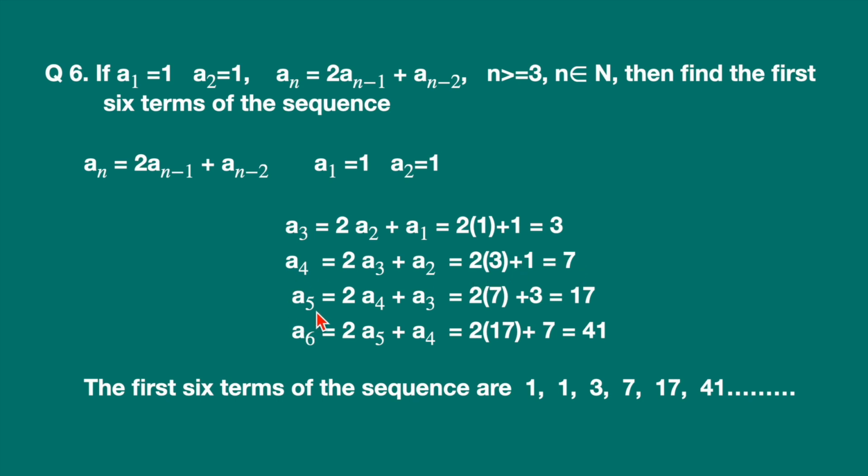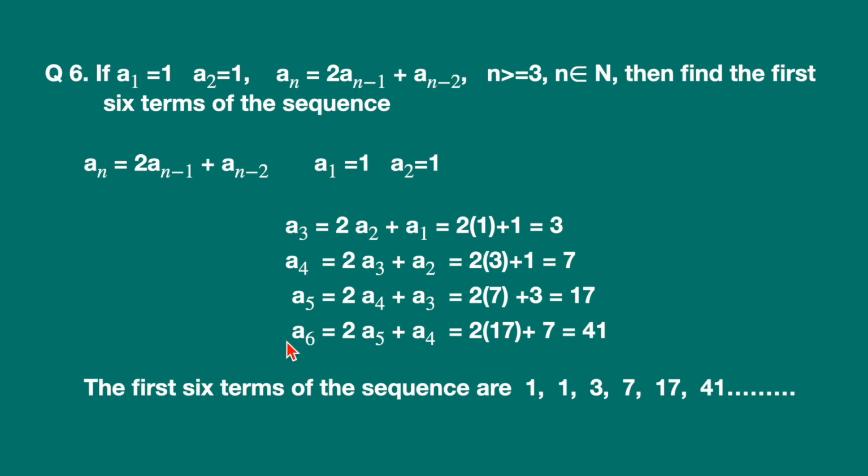Now a5. Let's put n is equal to 5. 5 minus 1 is 4. 5 minus 2 is 3. So 2 into a4 plus a3. That is a5. a4 we got as 7. a3 we got as 3. So here 2 into 7 plus 3. That is equal to 2 7s are 14 plus 3 is 17.